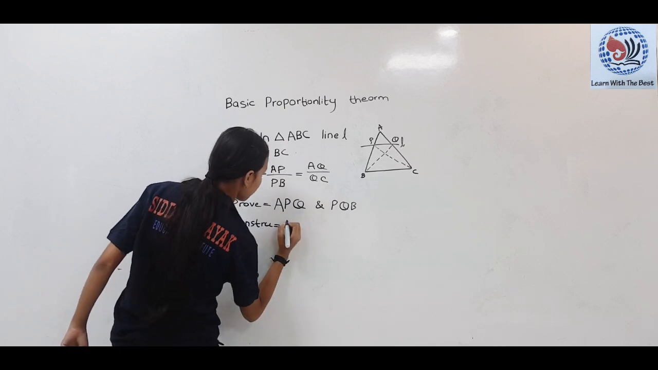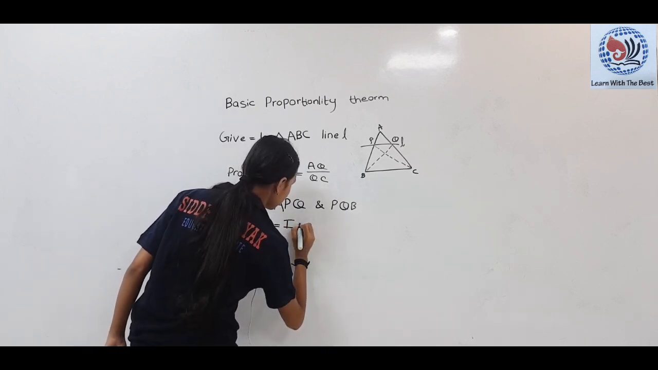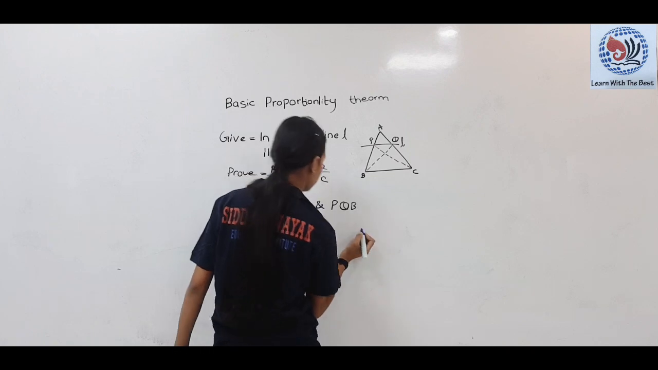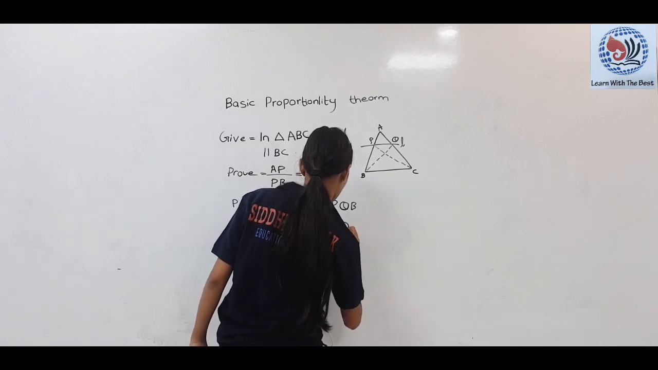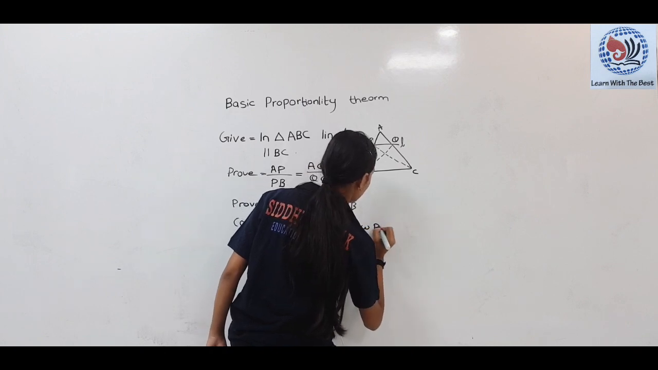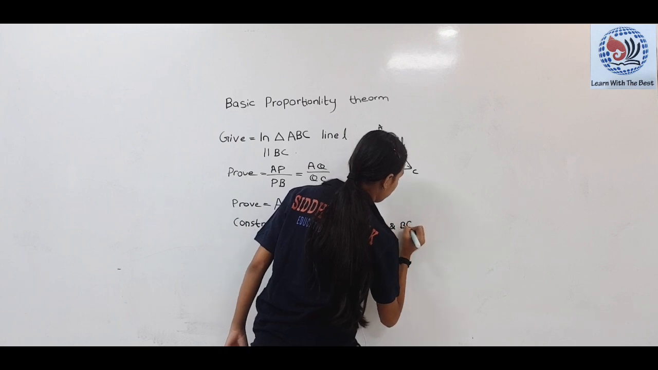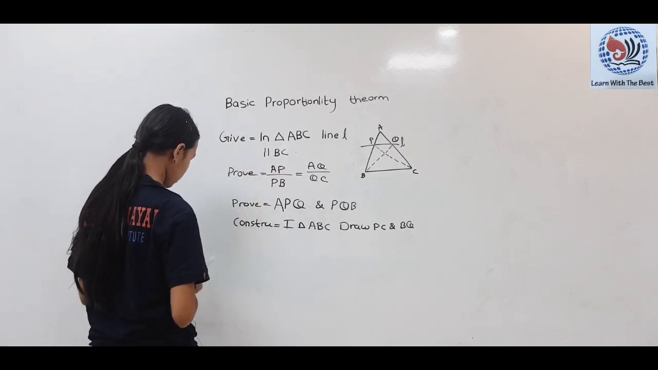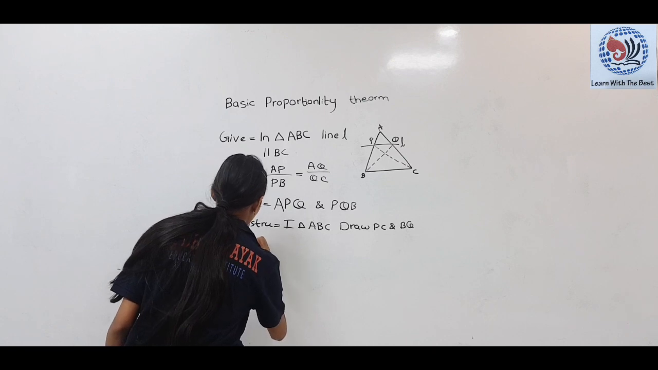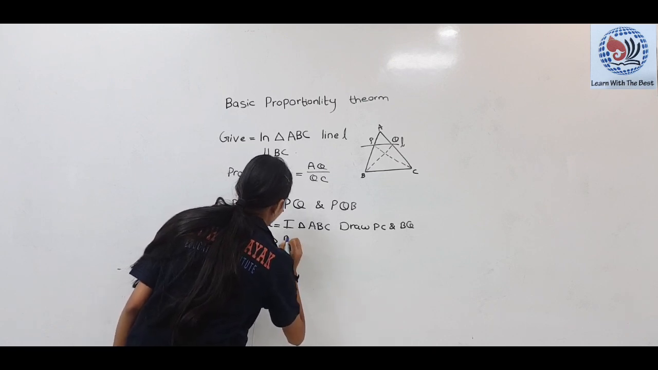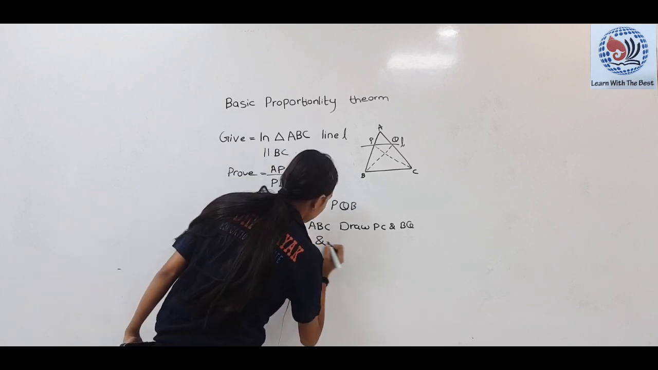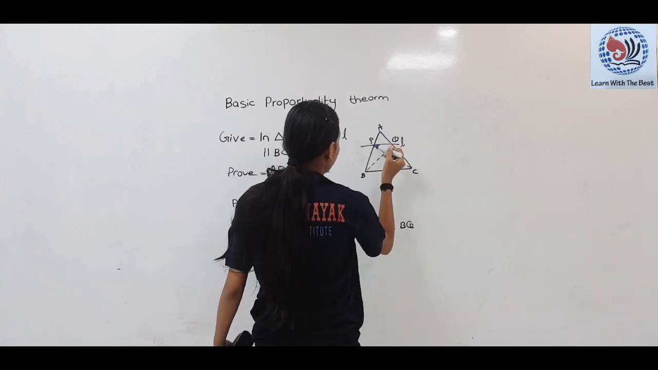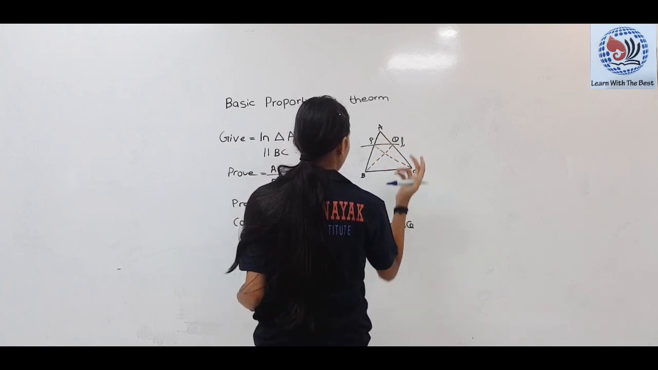So in triangle ABC, draw PC and PQ. In triangle APQ and PQB, हमें ये दोनों ट्रायंगल्स लेने हैं.